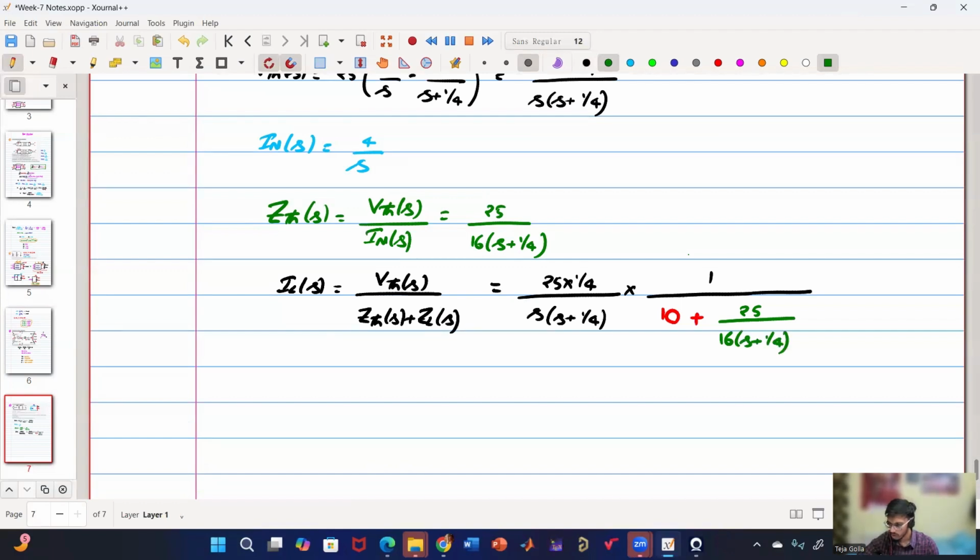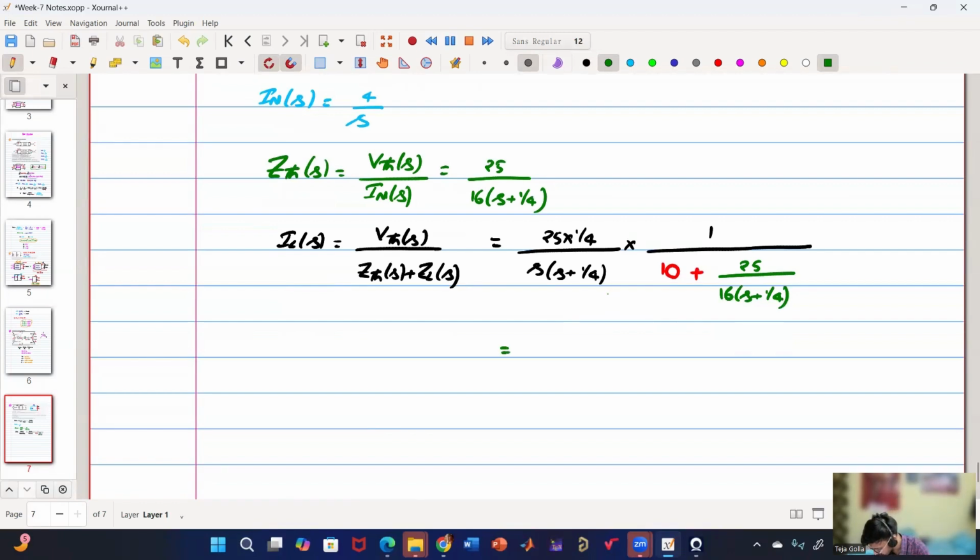So now if you simplify it, you will get 25 into 1 by 4 by S into S plus 1 by 4. Here you will get 16 into S plus 1 by 4 by 16S. So 160S plus 40 plus 25, which is 160 by 4. 40 plus 25, 65. Clear? This step is clear for everyone?